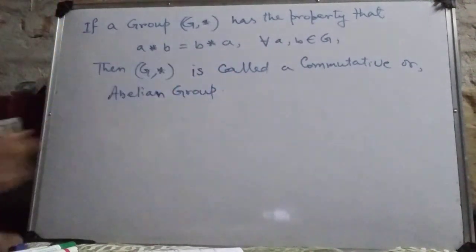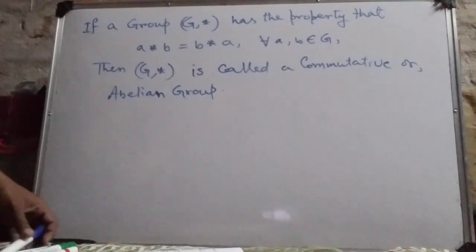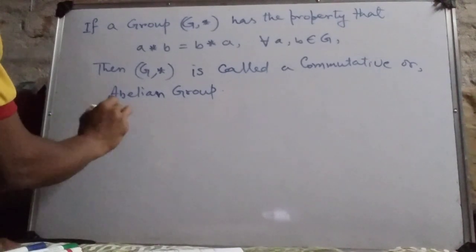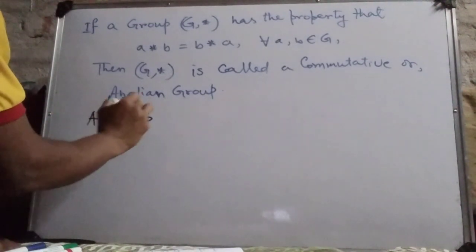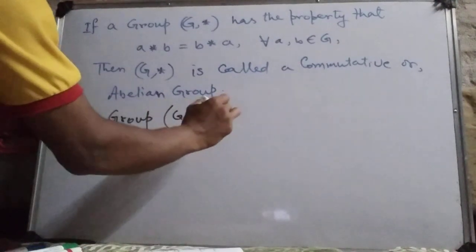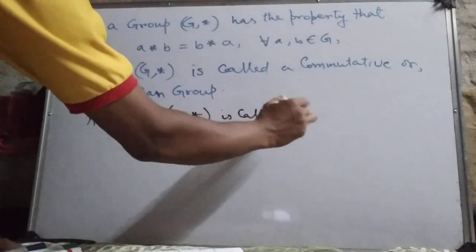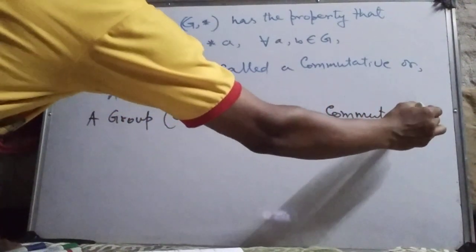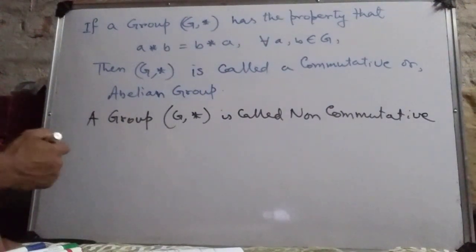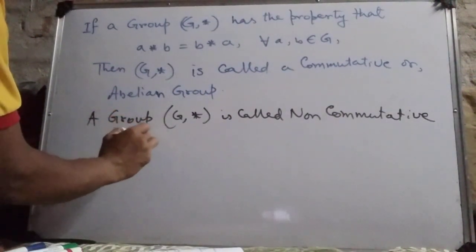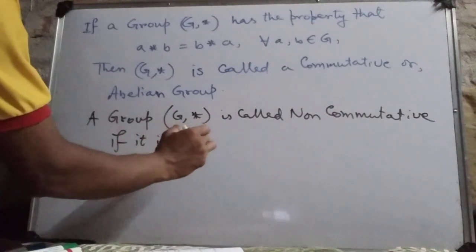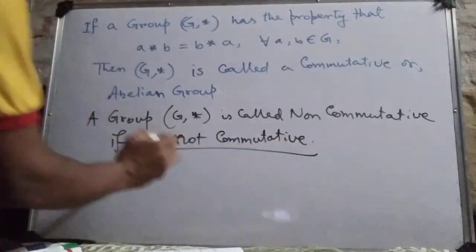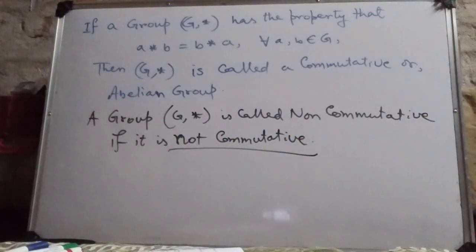Understood or not? I think all understood that. Okay, a group (G, *) is called non-commutative if it is not commutative. Understood? I think not a problem at all.